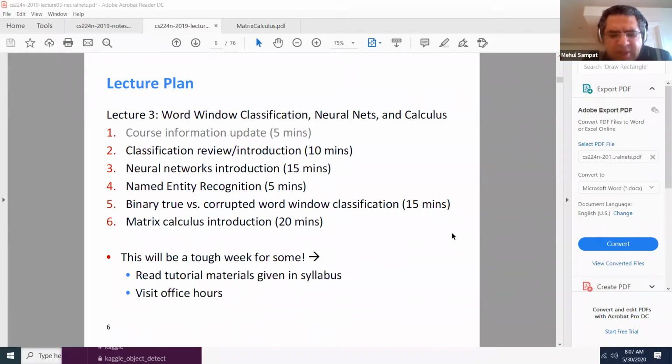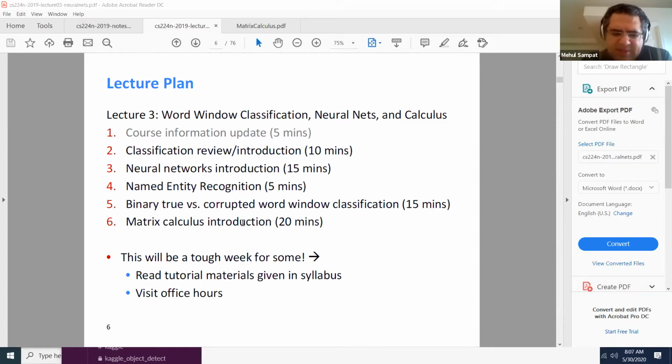I'll go through their lecture notes and also share some of the things I found useful while reading about these things, and hopefully some of these tools I will share are useful for you too. So the outline: we talk about a review or introduction to classification, neural networks, and then, as a side note, talk briefly about named entity recognition. Where I struggled a little bit was this matrix calculus introduction, but hopefully we can get through all of it.